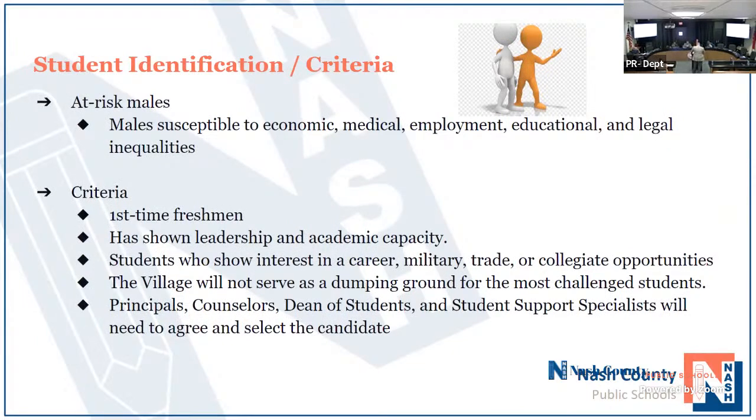So just a quick review, I won't be long. We're looking to recruit and attract 12 to 15 young men that are prone to economic, medical, employment, educational, and legal inequalities. These 12 to 15 at-risk males are first-time freshmen. They would have shown leadership and academic capacity, students who show interest in a career, military, trade, or collegiate opportunities. The village will not serve as a dumping ground for students with high maintenance behaviors. Principals, counselors, deans of students, and student support specialists are at this time screening and selecting 12 to 15 mentees.